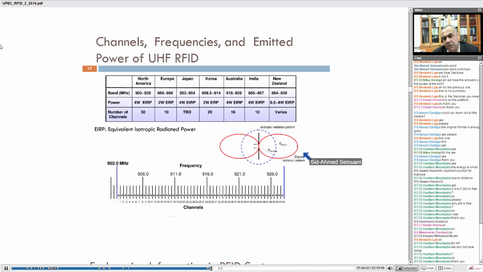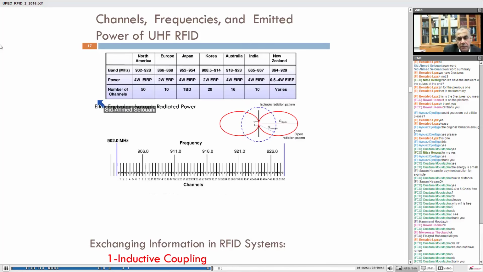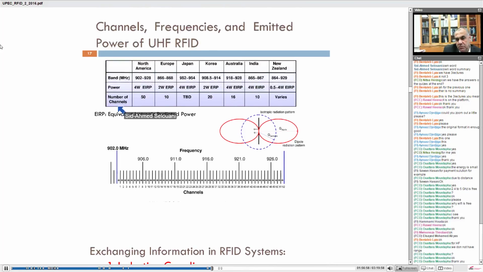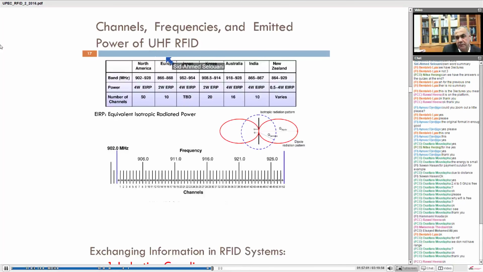Just to remember the gain of an antenna: for example, this antenna is called a dipole antenna, and its radiation pattern diagram is like a butterfly. If we compare with isotropic, you have the gain of the antenna, the gain is this part. Is it okay for you? This is very important to understand. So you have to remember, for Europe and North America, the number of channels and the regulation related to power.